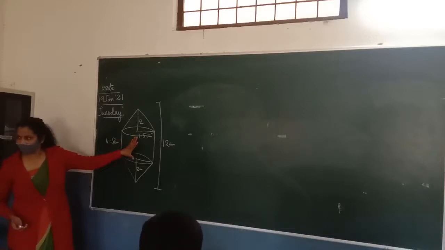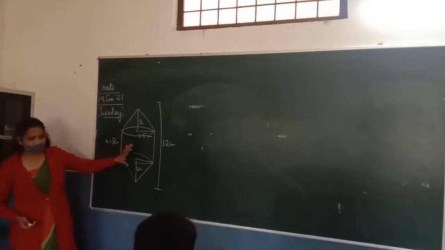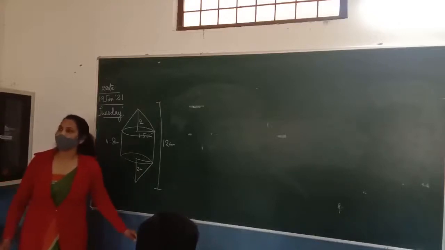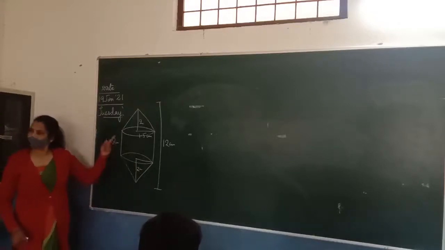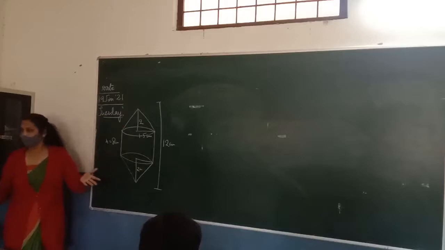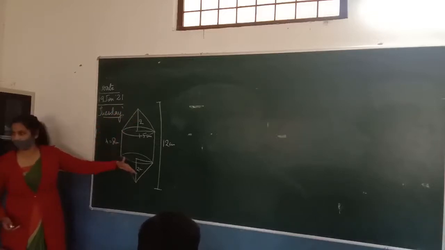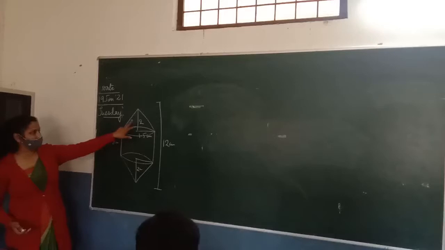Just try. What should be the volume of this whole figure? Okay, Ritika? The volume of two cones plus the volume of the cylinder. Simple. If you want to find the volume of this figure, you will add all the volumes of this cone, the cylinder and this cone. Okay? So what is the volume of this cone?